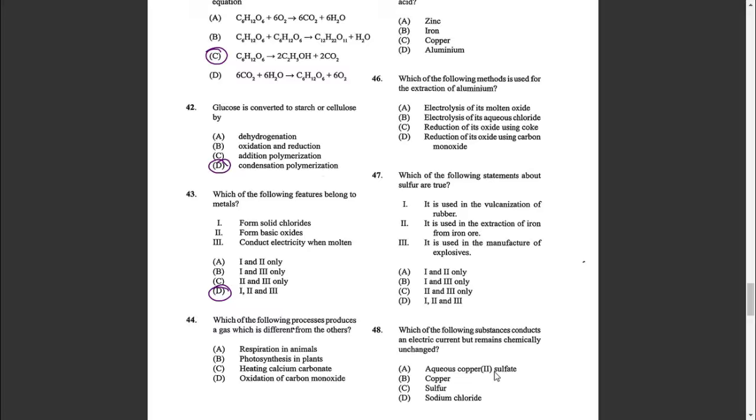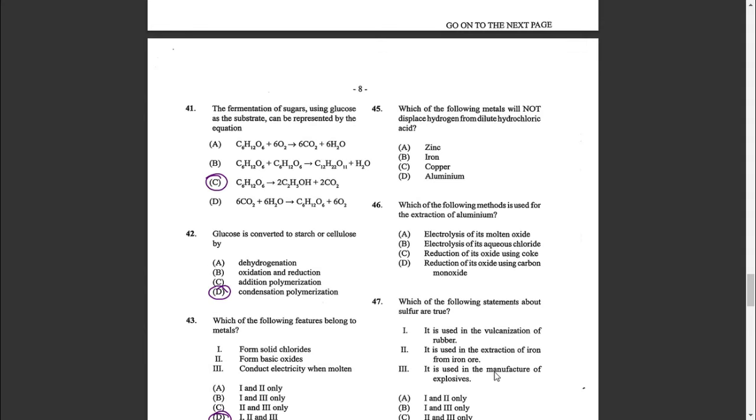44. Which of the following processes produces a gas which is different from the others? Is it respiration in animals, photosynthesis in plants, heating calcium carbonate, or oxidation of carbon monoxide? Photosynthesis in plants is where carbon dioxide plus water and sunlight give oxygen gas. So the answer is B.